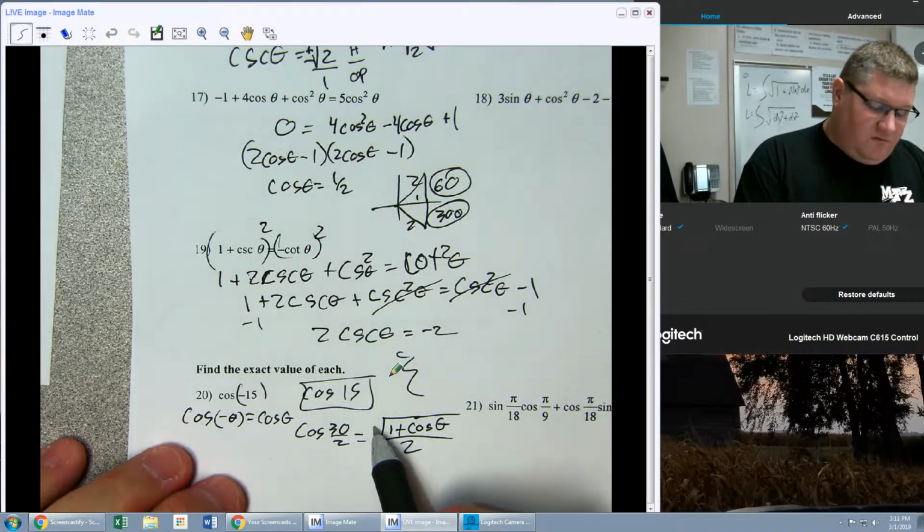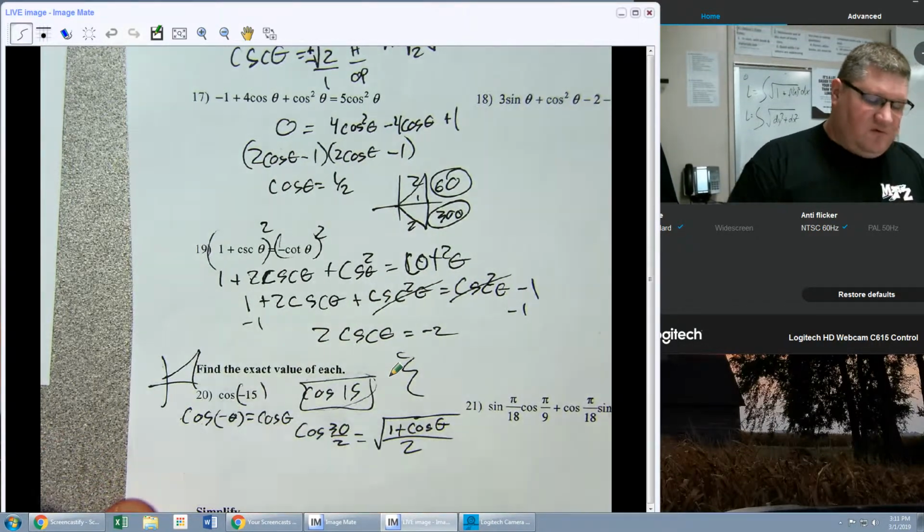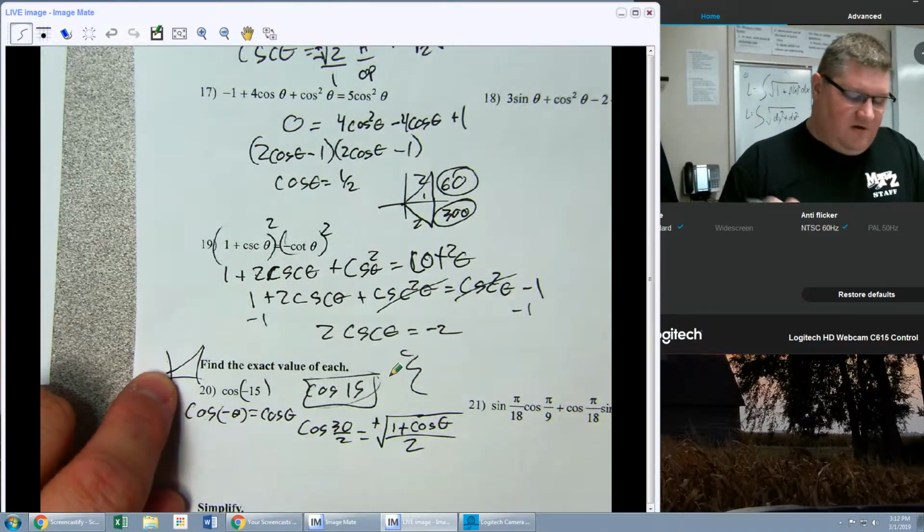If you're spending more time looking at this than I am, you're not ready. Now, what do I put here, plus or minus? Well, let's look at the original. 15 degrees is in the first quadrant, so if it's in the first quadrant, it's going to be positive. So the answer here is going to be positive.